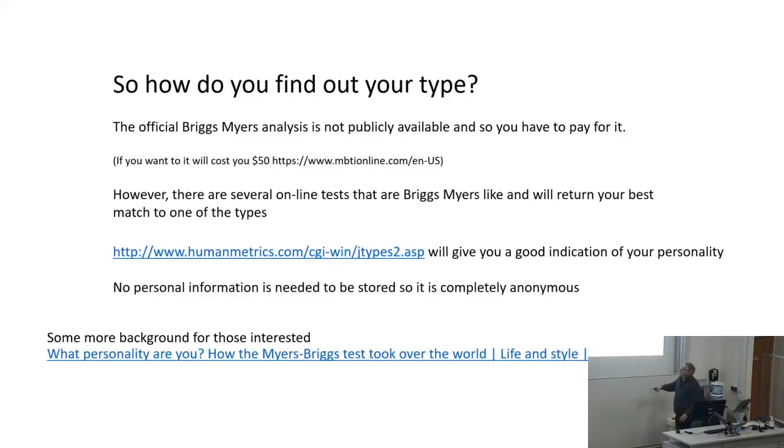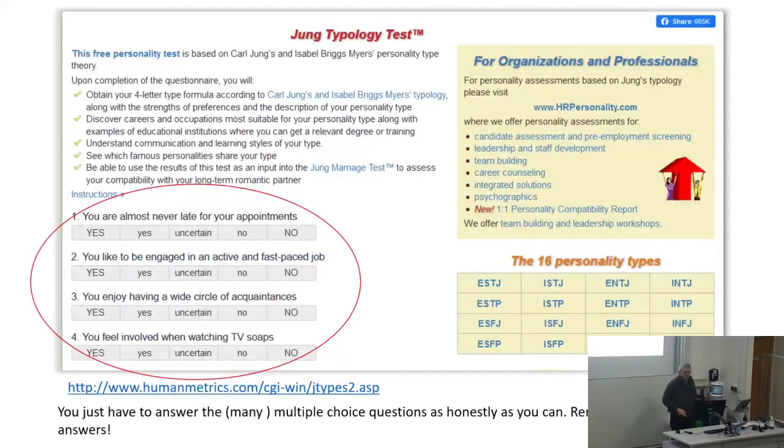So what happens when you go to this page and try and do this? You get presented with this kind of stuff. There's a lot of stuff that you now understand. You'll get your 4-letter type formula given to you, it explains what's going on, and all you have to do is answer questions like this. There's about 60 or 70 rapid-fire questions. You just tick the boxes.